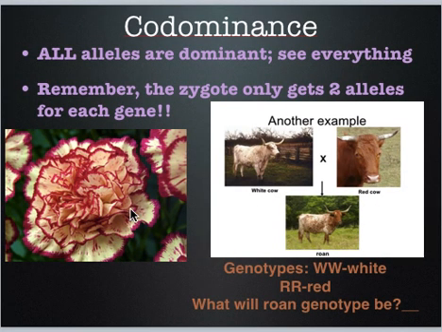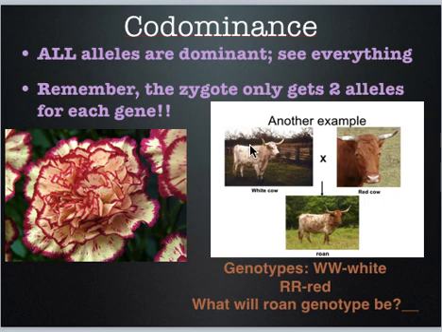Okay, these are carnations, but this is a different species. This is called codominance. Co means all. So this is when all alleles are dominant. So you see, because every zygote only gets 2 alleles for each gene, you will see 2 colors or 2 things at the same time. So these are white and red carnations.